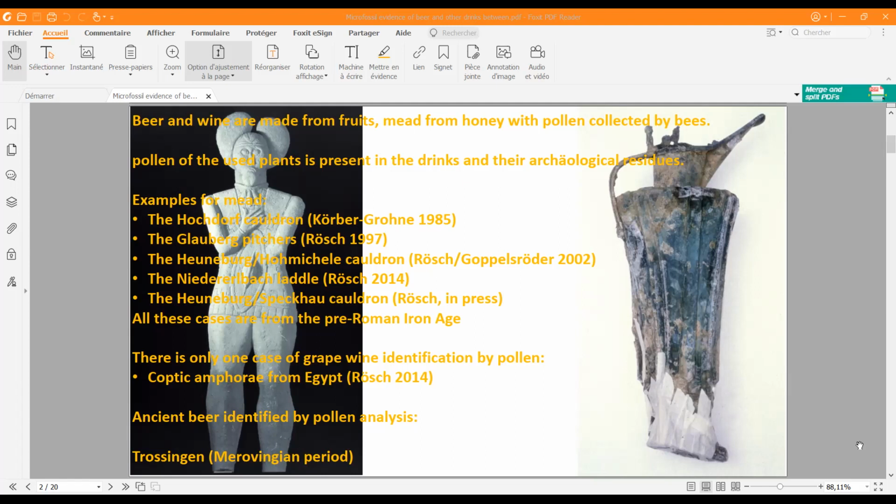In this case, in one amphora, there was the most common pollen, not wine, but Brassicas. I do not know the word for Brassicas in English, and in French I do not know either. These yellow or white plants with cross-shaped flowers and so on.